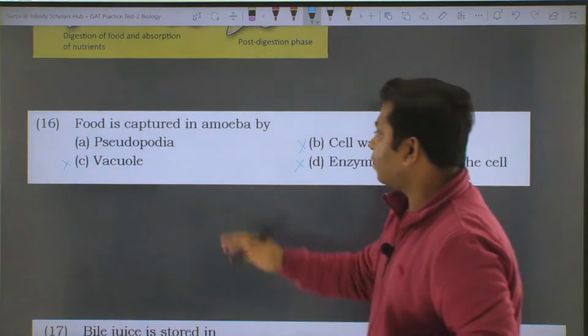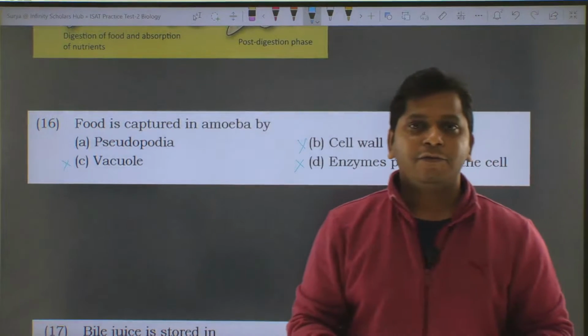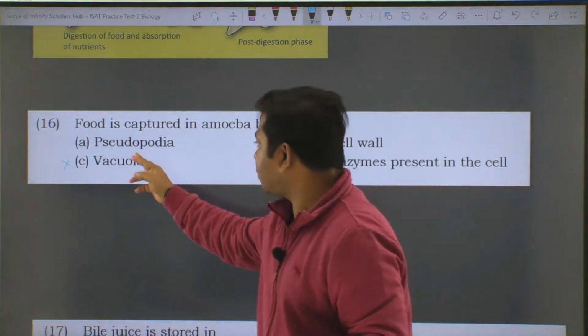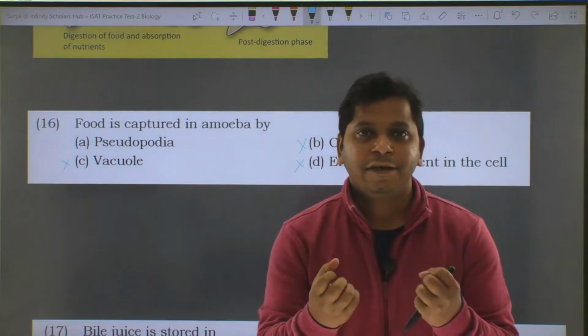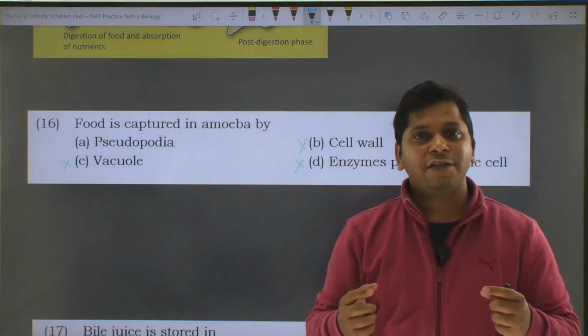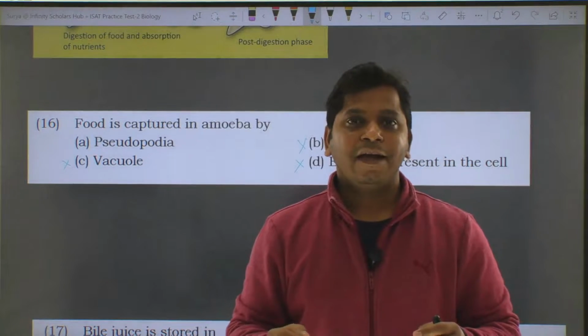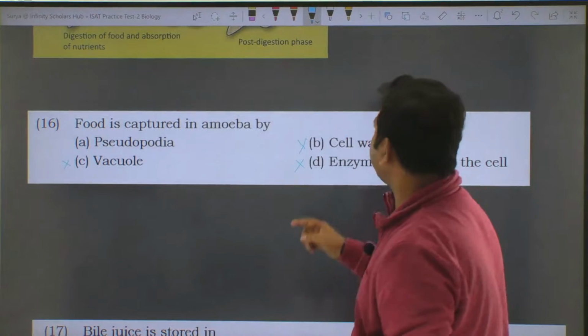Now the last one is pseudopodia. Pseudo means false, podia means feet. So these are some false feet which emerge due to the extension of the plasma membrane, and that helps in the capture of the food.